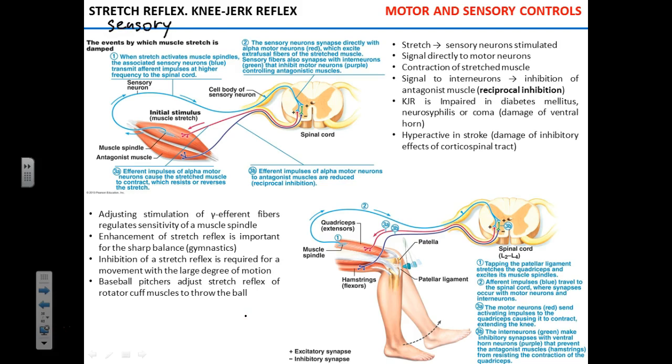Sensory. What do we start reflex arc with? In your own words. Maybe not sensory, some other word. What do we start it with? Stimulus. Stimulus, sensation, anything. Okay, let's put stimulus.